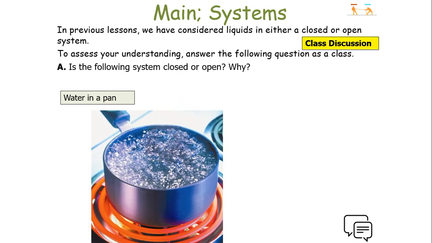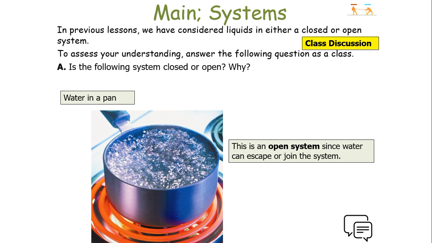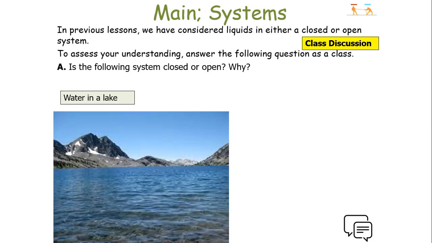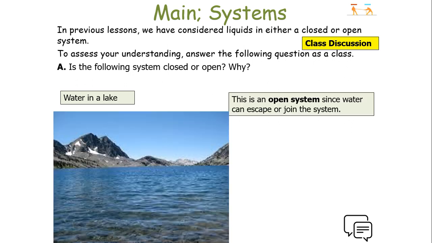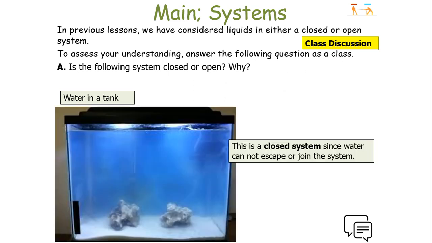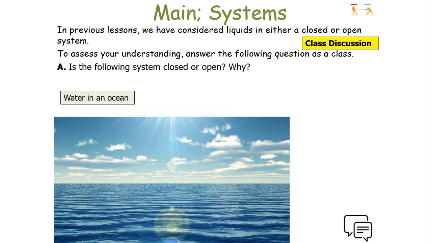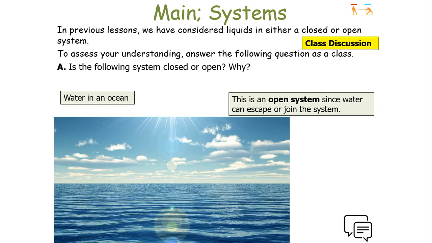What about water in a pan? That would be an open system since water can escape from the pan or it can join into the pan if needed. What about water in a lake? This one is an open system since water can join the lake or leave the lake freely. What about water in this tank? This will be a closed system since water can't join the tank and it can't escape the tank. What about water in an ocean? This would be an open system since water can escape the ocean but it can also join the ocean.